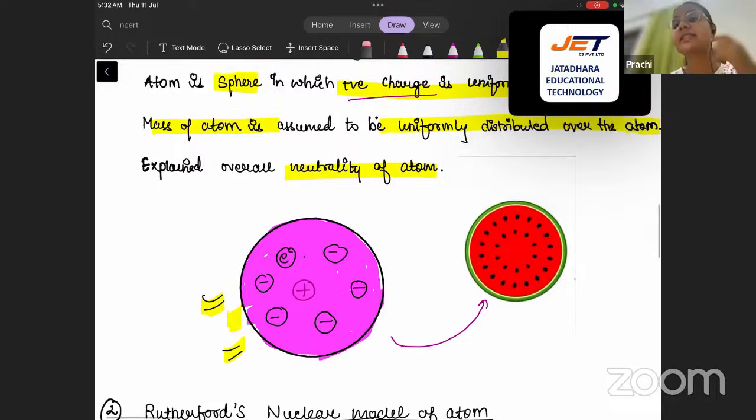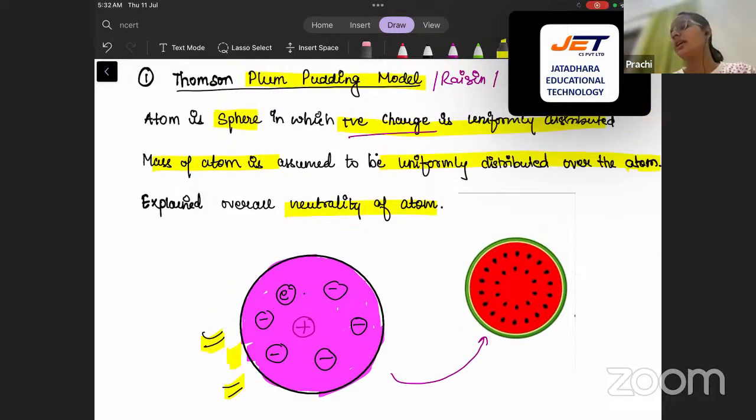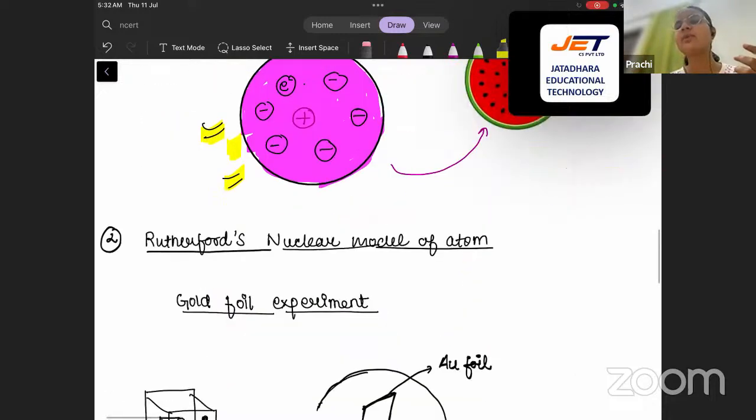Yes. So this is how the atom looked like according to Thomson. Right? So how can you imagine it? You can imagine it as a watermelon. Right? Now, along with that, it's not that Rutherford suddenly came with his model.